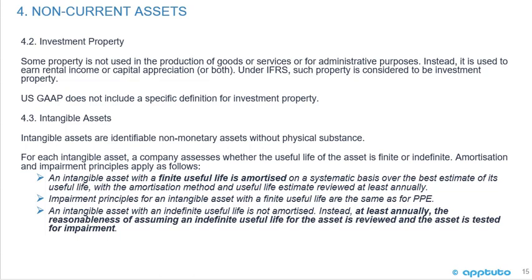Impairment principles for an intangible asset with a finite useful life are the same as for PP&E. An intangible asset with an indefinite useful life is not amortized. Instead, at least annually, the reasonableness of assuming an indefinite useful life for the asset is reviewed and the asset is tested for impairment.